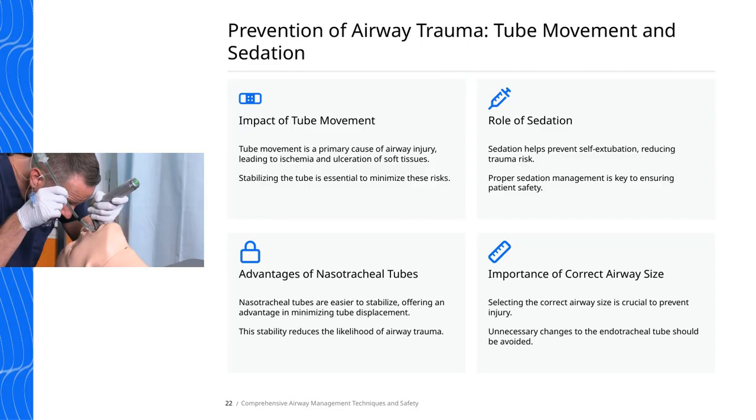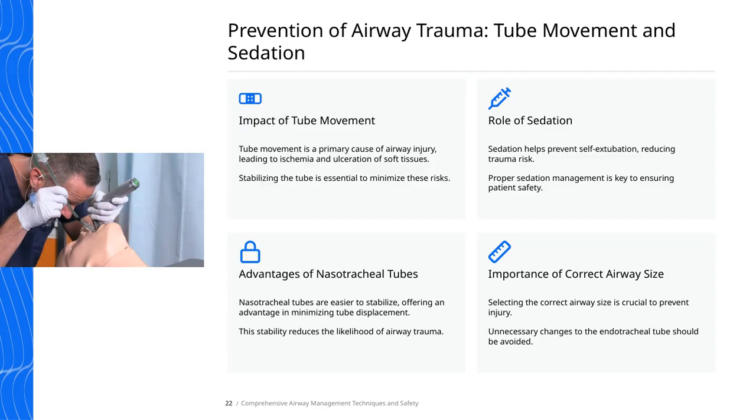When it comes to airway size, nasotracheal tubes often have an advantage. They're generally easier to stabilize. This added stability helps minimize the chances of tube displacement, which is key to preventing injury. Now, sedation plays a significant role here as well. Proper sedation helps prevent patients from self-extubating, which can lead to trauma. Ensuring the right level of sedation is vital for patient safety and to reduce complications.